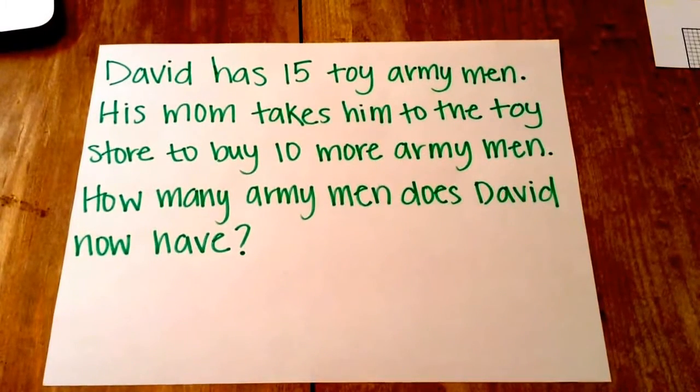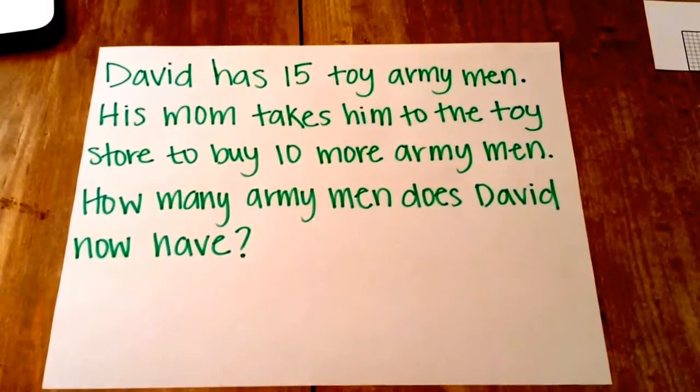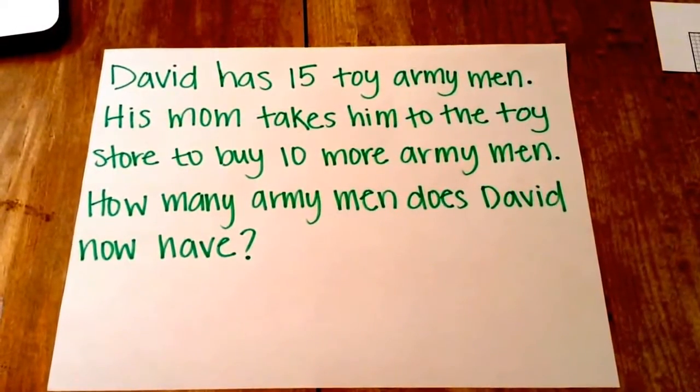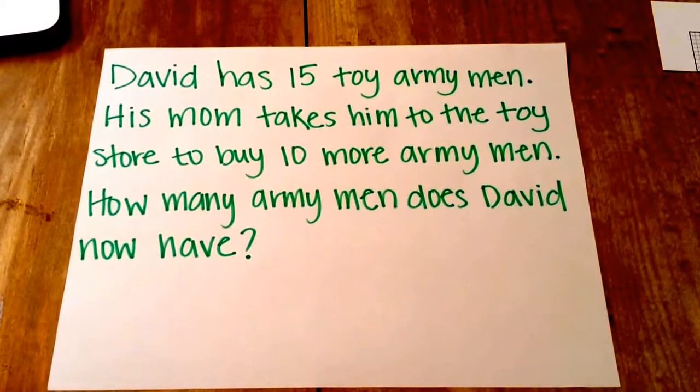David has 15 toy army men. His mom takes him to the toy store to buy 10 more army men. How many army men does David now have?